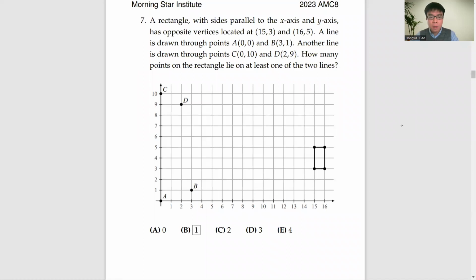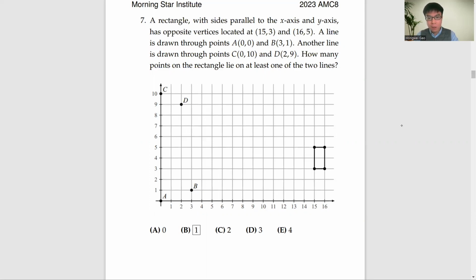Question 7. In the following coordinate system, we are given a rectangle with sides parallel to the coordinate axes. And we're also given 4 points, A, B, C, D. The question is, if you connect AB, we get a line. If we connect CD, a second line. How many points on the rectangle lie on at least one of these two lines?